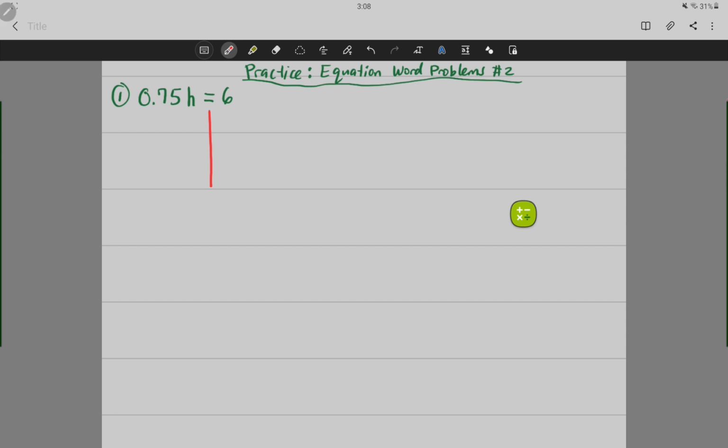So the inverse or opposite operation of multiplying is to divide. So we divide by the coefficient, which is the number in front of the variable. And whatever we do on one side, we must do the same to the other. And this one should give us, let's see, 0.75 divided by itself is 1. Let's cancel.